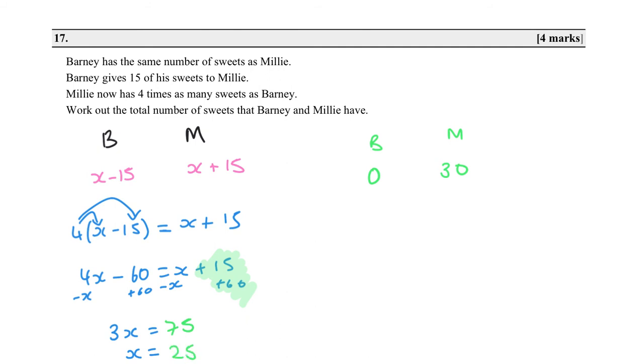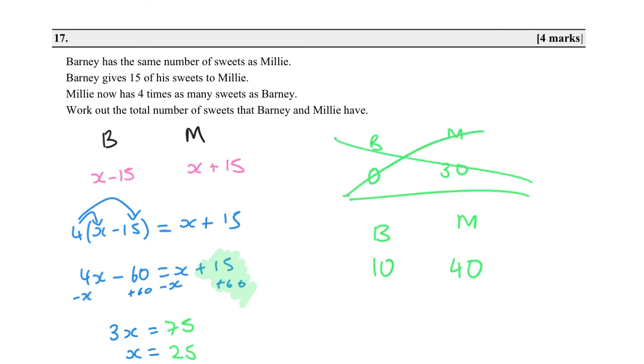So this is why it's always good to double check and see if it makes sense. Barney, 25 minus 15 is 10. And then Millie, 25 plus 15 is 40. Does that make sense? Is Millie's 4 times 10? It is. Okay, that is the correct one. It's all right to make mistakes as long as you can spot them and then go back and see where you've gone wrong. Okay, well done, guys.